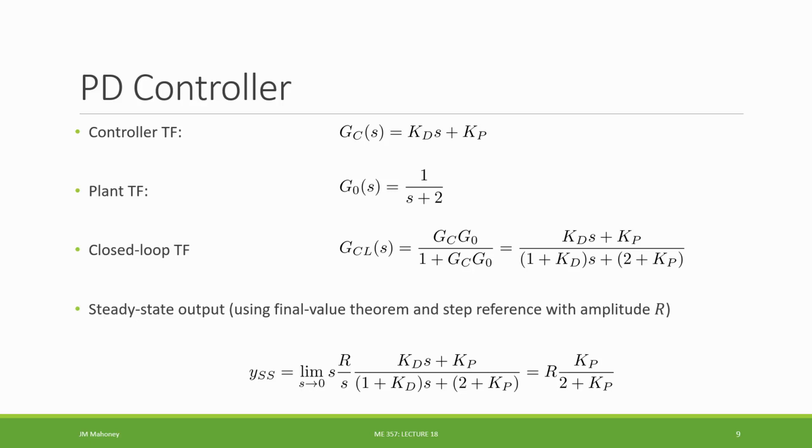So once again, this controller will not work because it does not drive the error to 0, which is to say that the steady state value does not always go to R. It's dependent on the proportional gain that we choose. So a PD controller for this plant also does not work. So we're not going to proceed to do any more design work with it. Right, so we can move on.